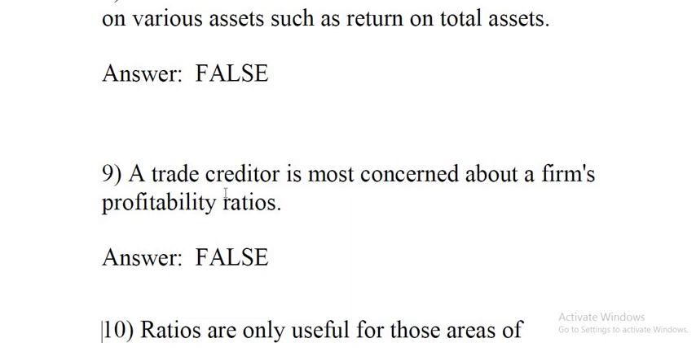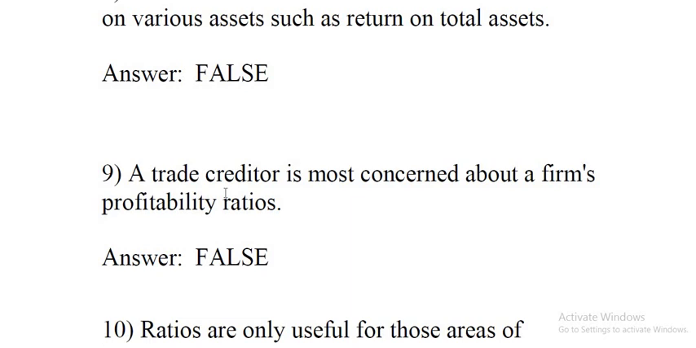A trade creditor is most concerned about a firm's profitability ratios. This is false. Here we can classify the categories of persons concerned with financial ratios into three main categories. First, potential investors. Second, bankers. Third, creditors.